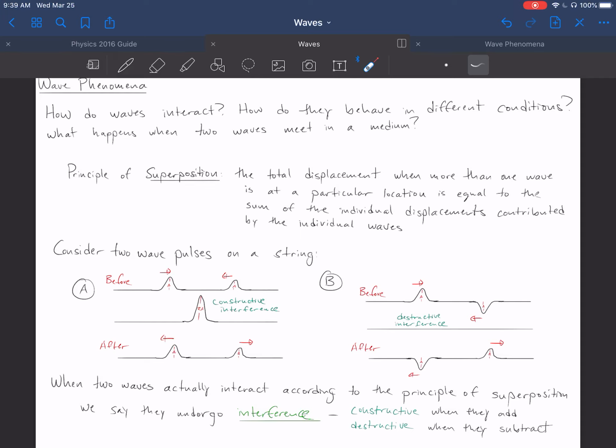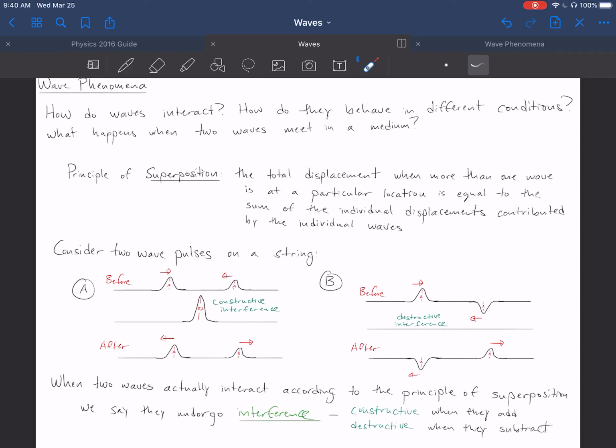We can see a different version of this, or another application, over here. If we have one wave pulse traveling to the right and one wave pulse traveling to the left, but the wave pulse traveling to the left is displaced in the opposite direction, okay, downwards rather than upwards on the screen, then we can ask the question, what happens when they meet? And our answer is that the total displacement will be the sum of the individual displacements.